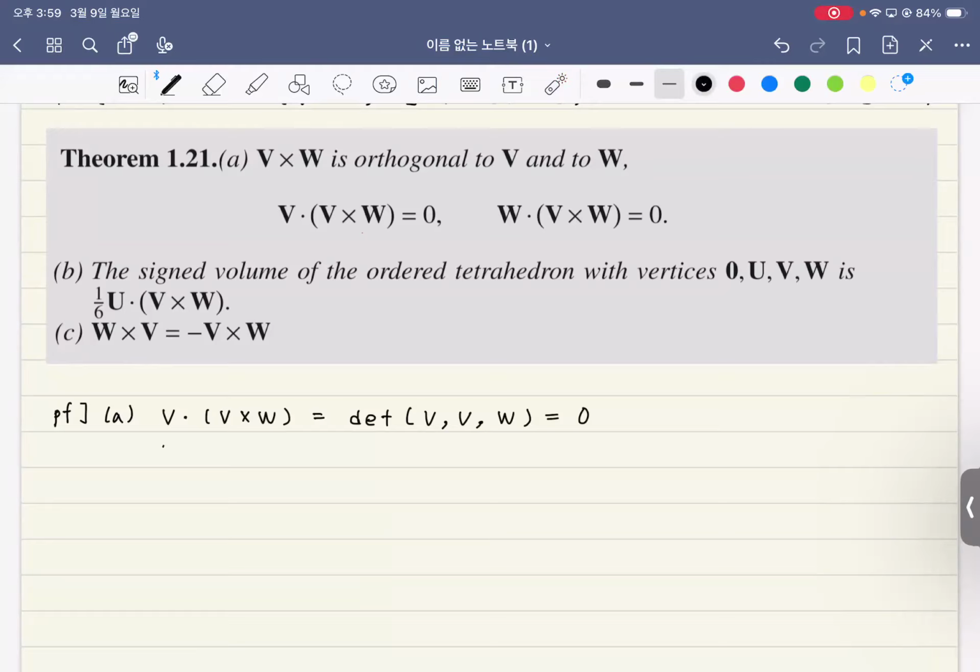And likewise, this is W, V, and W. By the same reason, this should be 0. So therefore, these two dot products both equal 0. Therefore, we prove that V cross W is orthogonal to both V and W.